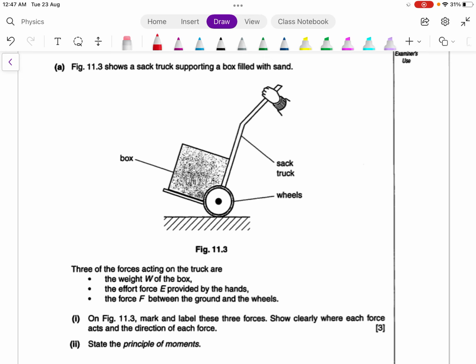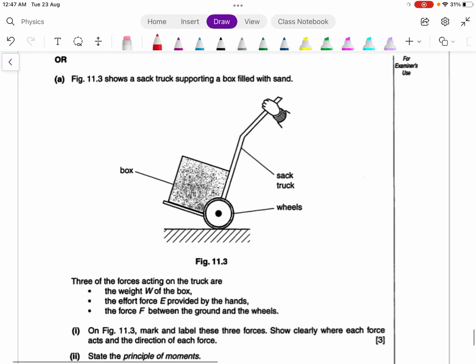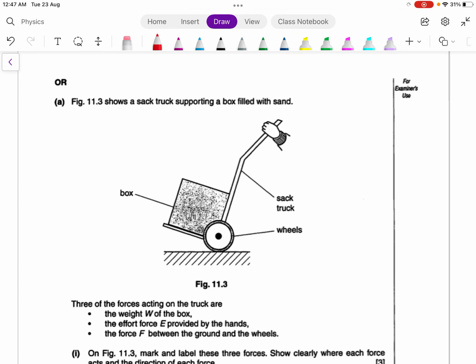So let's mark and label these three forces and show clearly where each force acts and the direction of each force. Okay, so first thing first, let's draw the center of gravity, the W. So the W is actually right here. So you must also label this W. Okay, next is the effort E. So the effort E is actually in this particular direction.